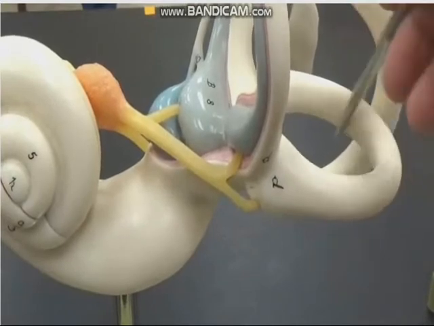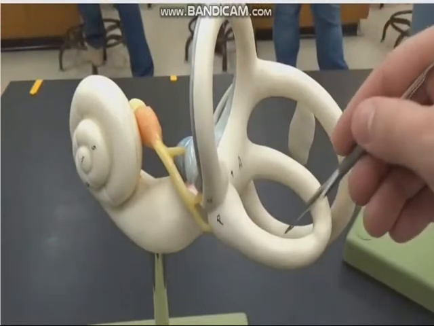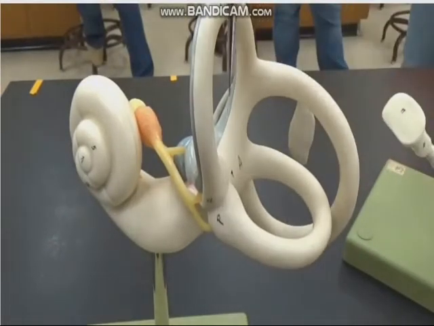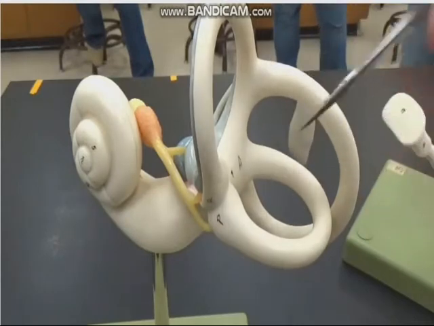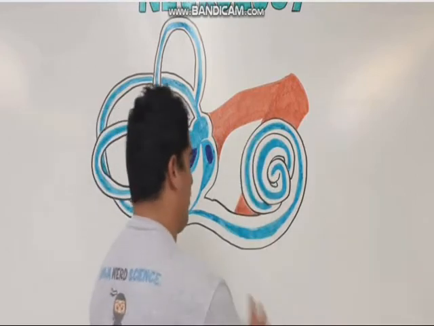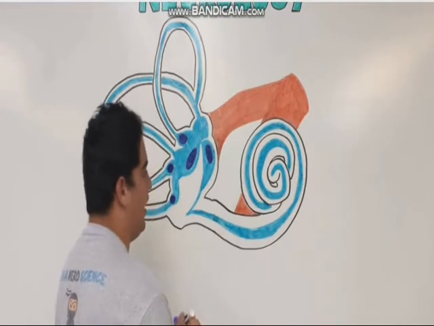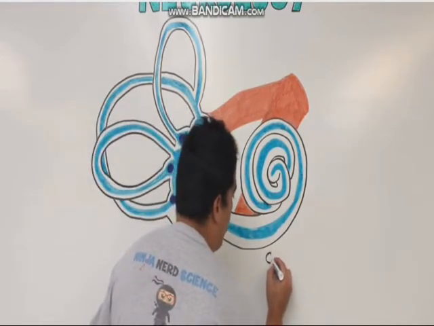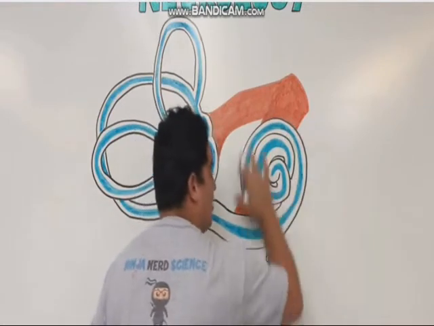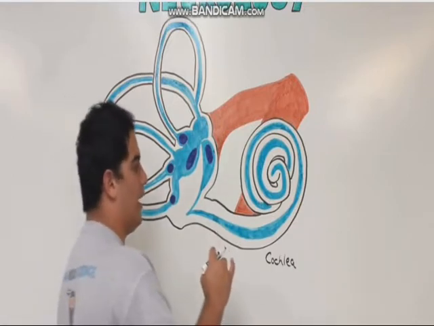These are the three semicircular canals: anterior, posterior, and lateral or horizontal, as the three axes. Now we'll discuss in detail. This is the cochlea. It has 2.5 turns.